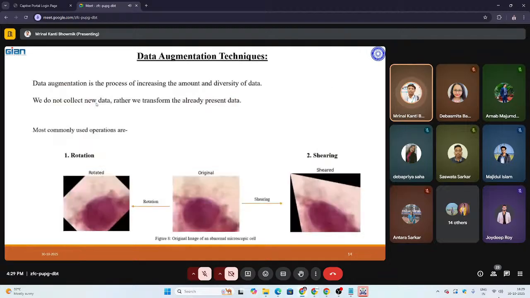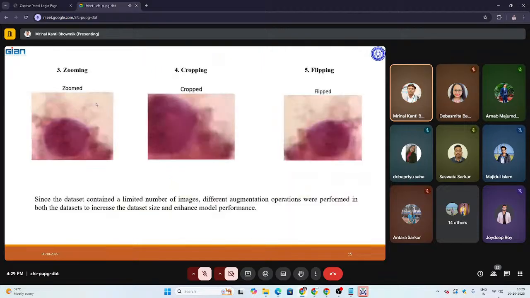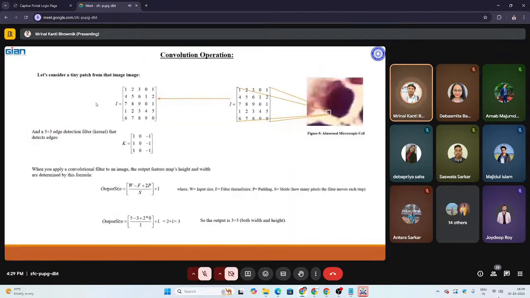So these are some of the augmentation techniques which I have performed in my code. Now, as I have already said, I have given an explanation of how the convolution operation works. So let us take an abnormal microscopic cell, and when we perform convolution over that, it is just a small portion of the image.